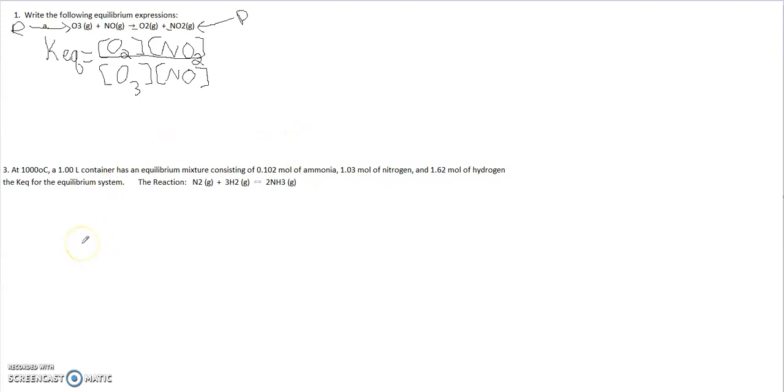Down here for number 3, on the other hand, this is where you start getting more information, some of which you are going to use and some of which you are not going to use. So your job is to really sort through this problem and figure out what information you need. Reading it aloud, at 1,000 degrees Celsius, a 1-liter container has an equilibrium mixture consisting of 0.102 moles of ammonia, 1.03 moles of nitrogen, and 1.62 moles of hydrogen. I don't know why it didn't copy in here, but this is supposed to say calculate the KEQ for the equilibrium system. And here is your reaction.